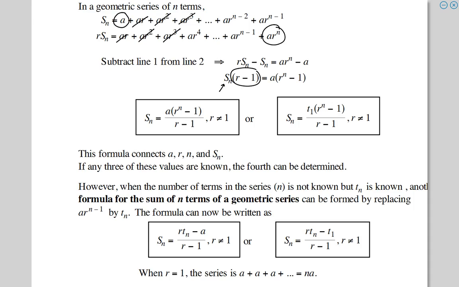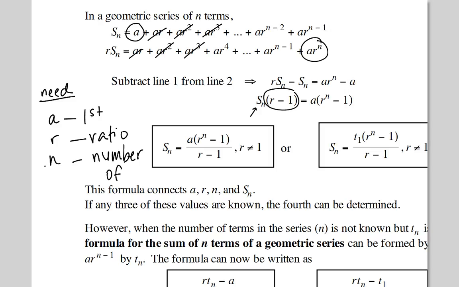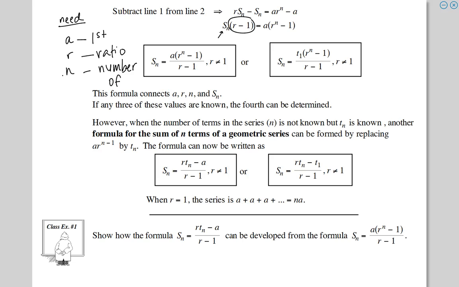So what do we need to find the sum of n terms in a geometric sequence? You need your first term, you need your common ratio, and you need the number of terms. Okay, so you need the first term, the ratio, and the number of terms. And then you'll be okay, and you'll be able to use the sum formula. So I would go with this one here. Okay, and then they're going to give you a variation on this formula after this.